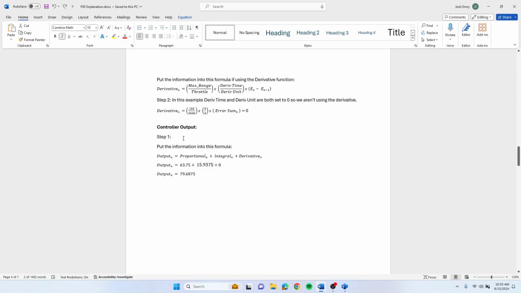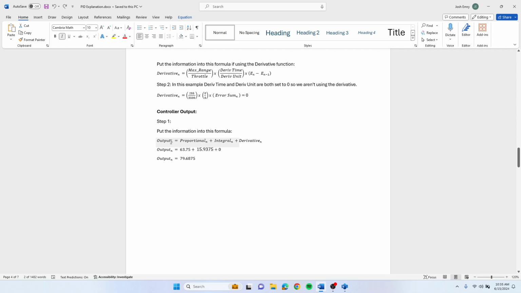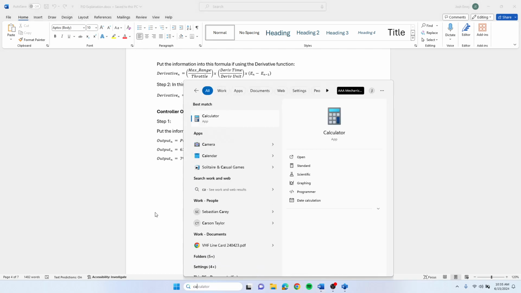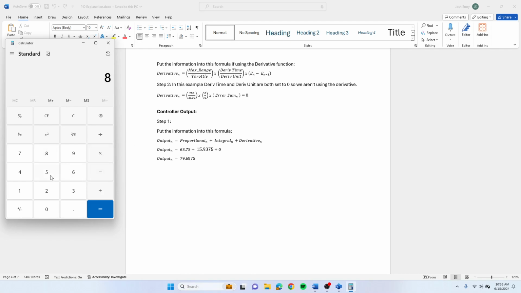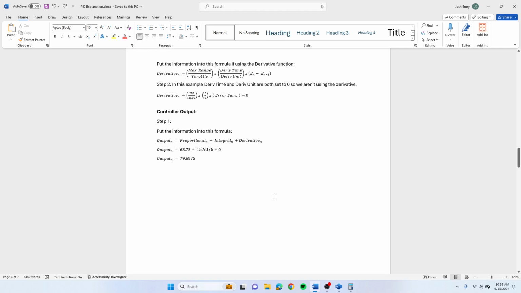So our actual control output should be output equals our proportional plus our integral plus our derivative. So our output is 63.75 plus 15.9375 plus 0. So our actual output should be 79.6875 out of 255. So if you take a calculator and let's just take 80 divided by 255, and we're going to take that times 100 to get percentage. So we should be at 31.37% output out of 100%.